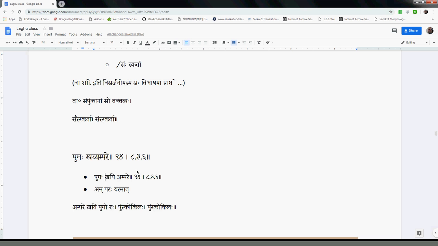Just a second. I meant the sutra Visarjaniyasya Sa will be dealt with later, not Kharavasanayo Visarjaniya. Just jumped the gun there. So Pumakkhayam Pare says Ampare Khai. Am Paraha Yasmat Ampare Khai means what? That Khai letter, that letter which is included in the Khai Pratyahara, which is what kind of a Khai? It is an Ampara Khai, meaning Am is following that Khai letter. So the situation would be that there is a Khai and there is an Am. So this Khai is Ampara Khai.